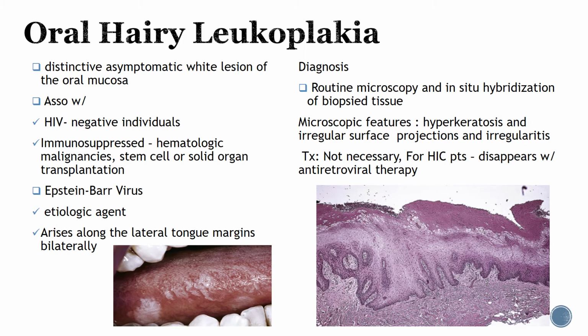Diagnosis is by routine microscopy, and in situ hybridization to demonstrate the presence of Epstein-Barr virus is essential in that the confirmed diagnosis almost always correlates with systemic immunosuppression. The microscopic features suggestive of this diagnosis include hyperkeratosis and irregular surface projections. Management of hairy leukoplakia is not necessarily required, in that establishment of the diagnosis remains the crucial task. In patients with proven associations of HIV and AIDS, disappearance of the lesion usually accompanies retroviral therapy.